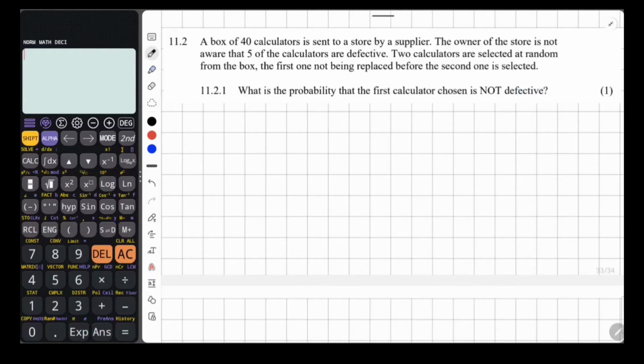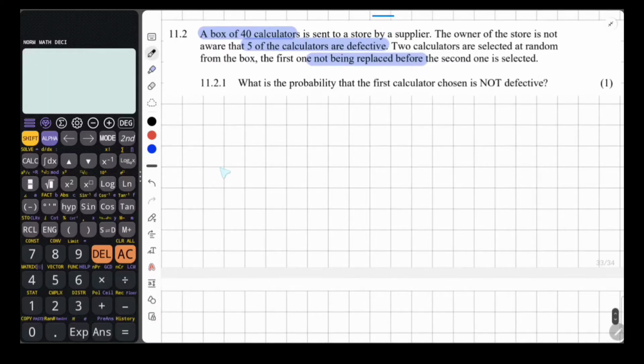The way this information is being put, this is clearly a tree diagram that we're going to need to draw, because you can see that there are 2 selections going on. First time a calculator is selected, then the second time a calculator is selected. But in this case, remember they say that it is not replaced after the first one is selected. So in total, there are 40 calculators. Then we know that 5 of the calculators are defective. So let's put down a tree diagram. We're going to have calculators, and there'll be ones that would be defective, and the ones that are not defective.